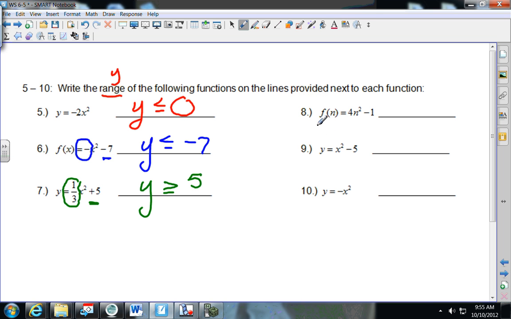Number 8, coefficient right here is positive, so y is greater than or equal to, this number tells me my vertex, -1. Right here, wait a minute, is this positive or negative? Positive. Y is greater than or equal to -5. It's not less than because this x squared is positive. It's the coefficient that you look at for the sign.